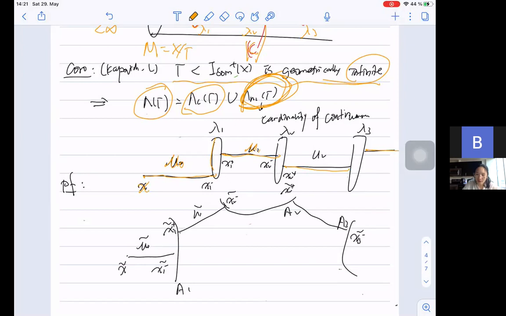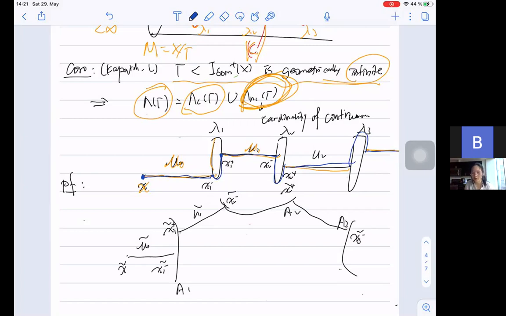Now I'm going to construct a path. The path is constructed in the following way. Starting from x, I travel along mu 0, and travel along lambda 1 from this intersection point, x1 minus, to x1 plus, going back here, and travel along mu 1, and keep going like this. So this will give me a path from x to the endpoint of this infinite path.